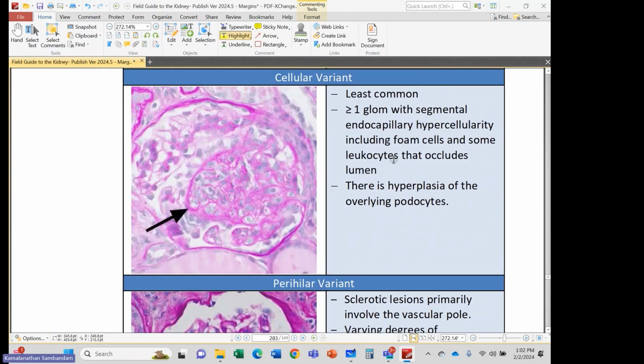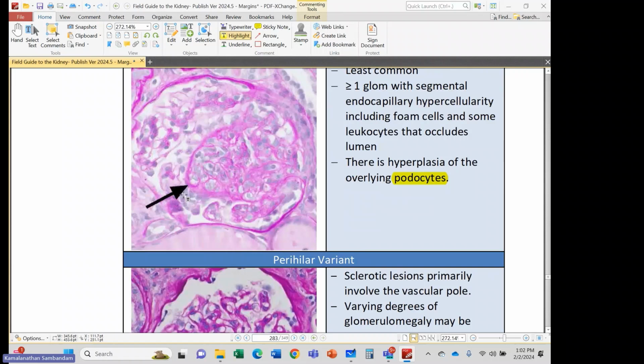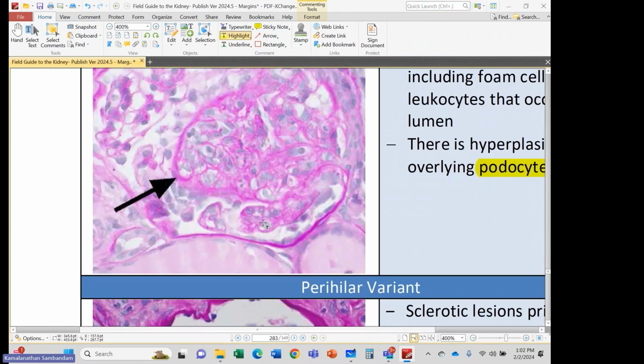You can have this reactive podocyte as well in this condition. So these podocytes are sitting on the outside. They have kind of somewhat enlarged nuclei. I don't see the foamy appearance on these.